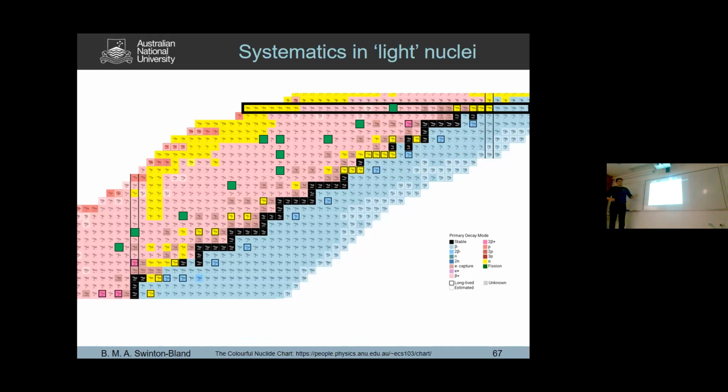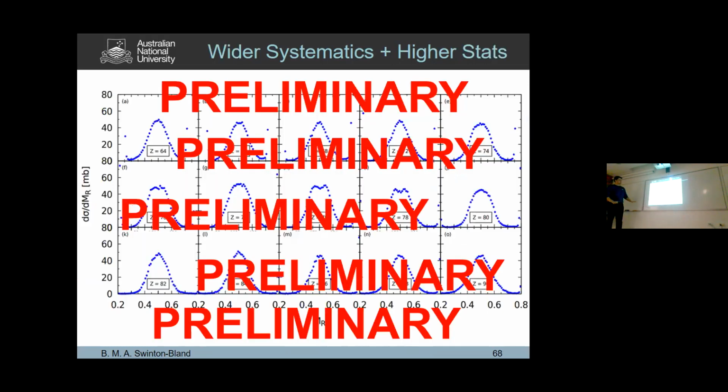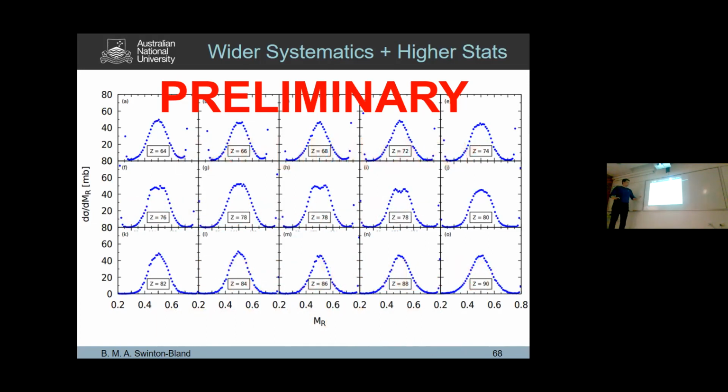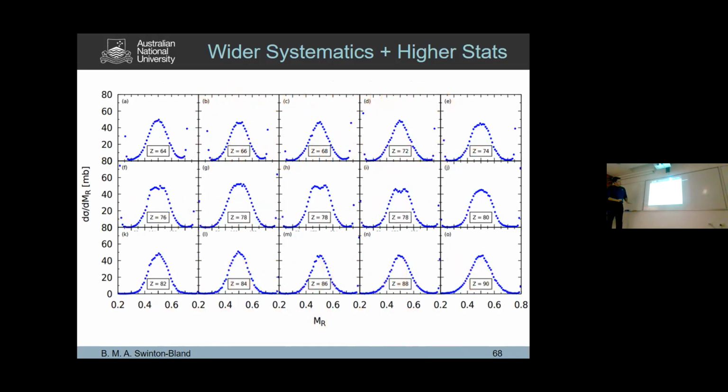Okay, so let's quickly look at the very preliminary discussion and preliminary results. Just to make sure we're all happy, they are preliminary. So what we can see is that what's been analysed so far is that we're going from 64 protons in the compound nucleus all the way through to 90 protons. We're covering a very large range.